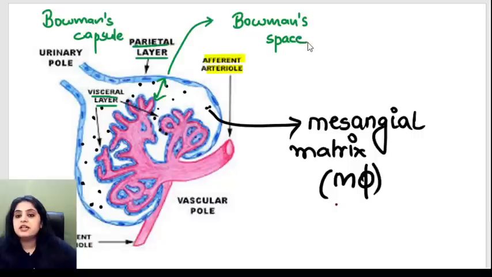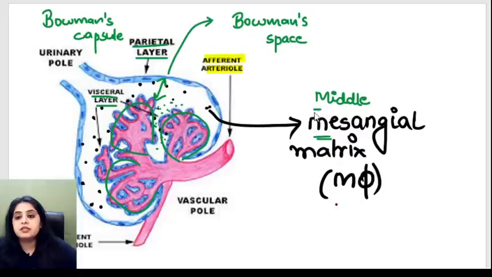Having said that, if this is one capillary loop, this is another capillary loop, there are some cells which are present in between the capillaries, in the middle. And the cells in the middle are the mesangial cells, the mesangial matrix. M for M. So remember, the cells which are present in the middle of the capillary loops are the mesangial matrix, and those are nothing but macrophages.